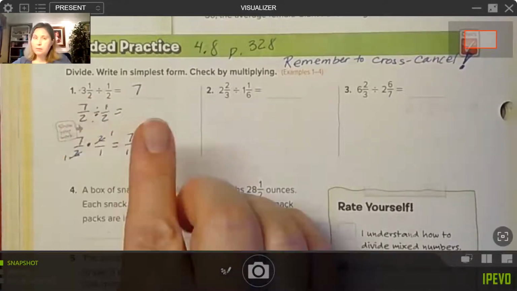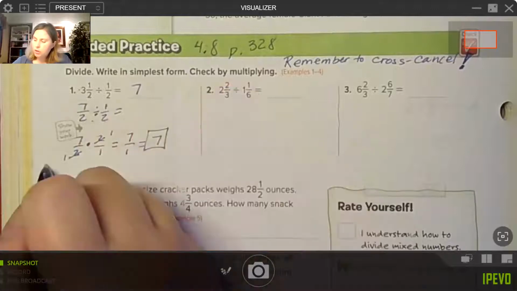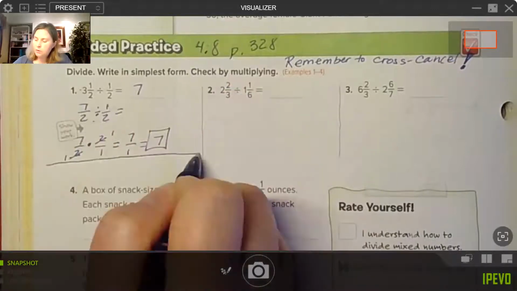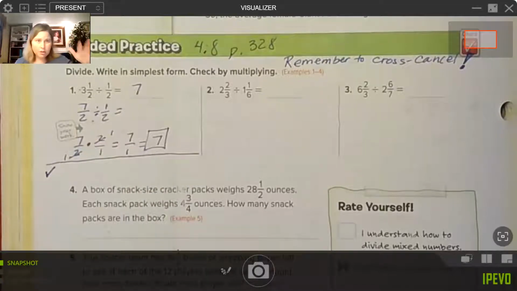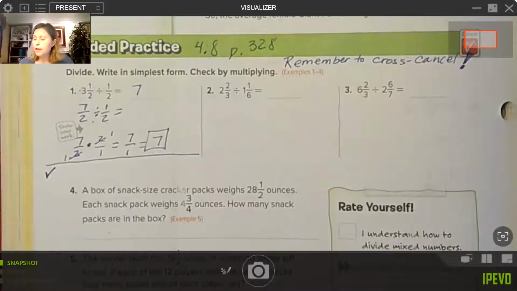Okay, check by multiplying. So to check by multiplying, first of all, I like to write a check mark so I can tell where the problem ended and where the check step starts, because if those two get confused when the teacher is trying to look at your work to see if you understood it, it can make it a little more difficult to see what's going on, especially if there was a mistake. Okay, so let's look at the check step.